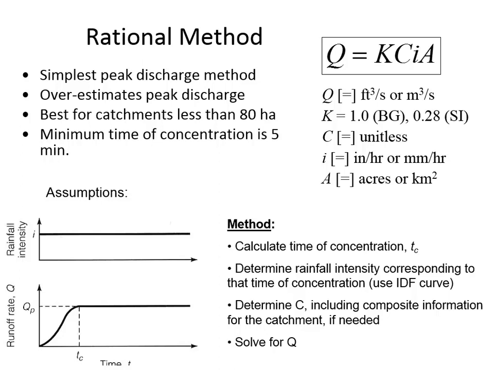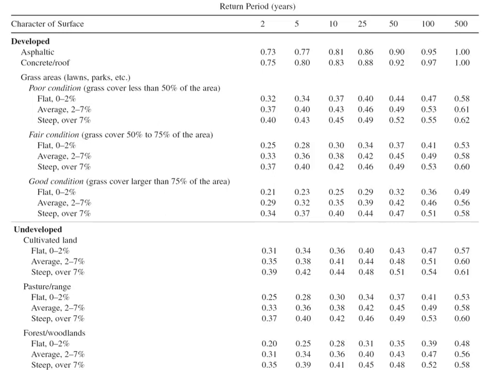Yeah. All right. So here is a look at some typical C values. And you can see that the way the rational method works is it would give you a different C value for a 2-year storm than, let's say, a 25-year storm. So basically, think about an asphalt surface. What they're saying is that in a 2-year storm, 73% of the rain on an asphalt surface will run off. But in a 25-year storm, 86% of the rain will run off.